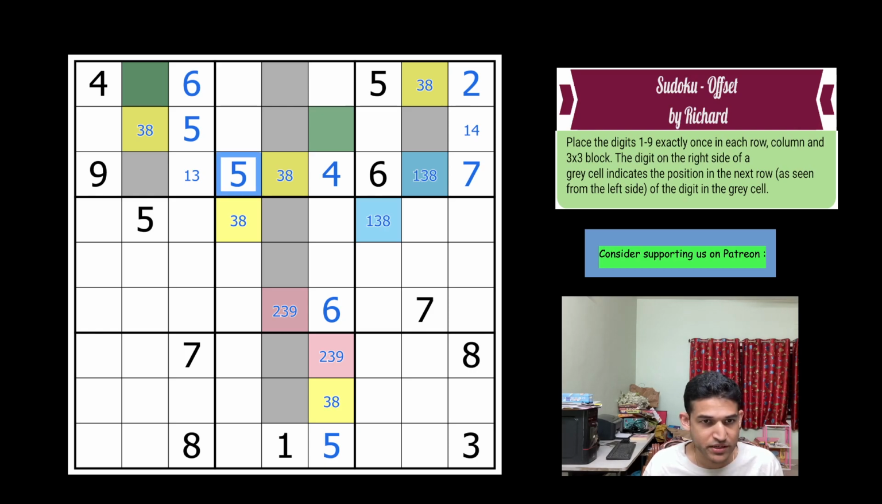5 in here, 5 in here. So that puts a 5 in here by Sudoku. And so 5 will be in this cell. Now this 5 is going in the 9th cell in the next row. So this has to point to that 9. So this is not a 9, which means this is not a 9, right? Excellent.